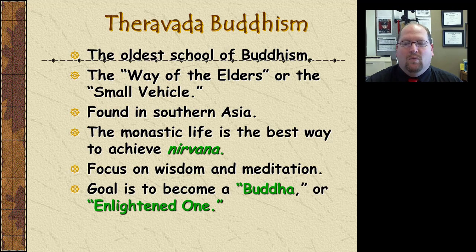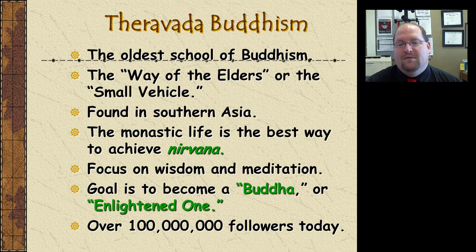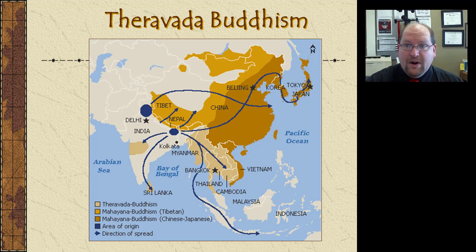Today, there are over 100 million followers worldwide of this particular form of Buddhism. Here you can see how the Theravada Buddhism spread throughout Asia, starting in the areas of Nepal and Tibet.